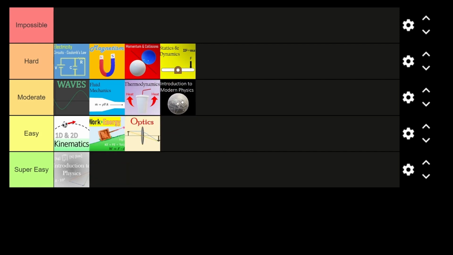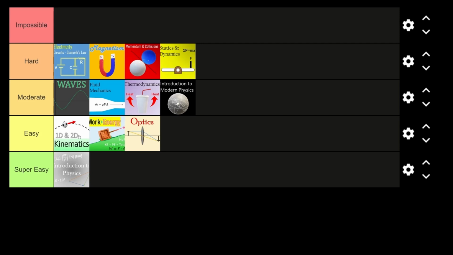So that's basically it. We ranked all the different types of physics classes. As you clearly see, we didn't put anything in impossible, but there are some elements of each course which are very difficult, especially electricity, which has some very difficult aspects, and dynamics. Same goes for dynamics, even to the extent of kinematics. It's really dependent on the question, basically, to make it difficult.